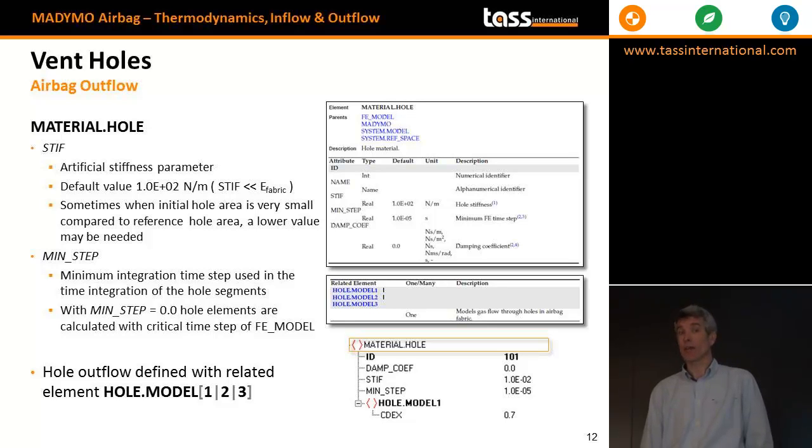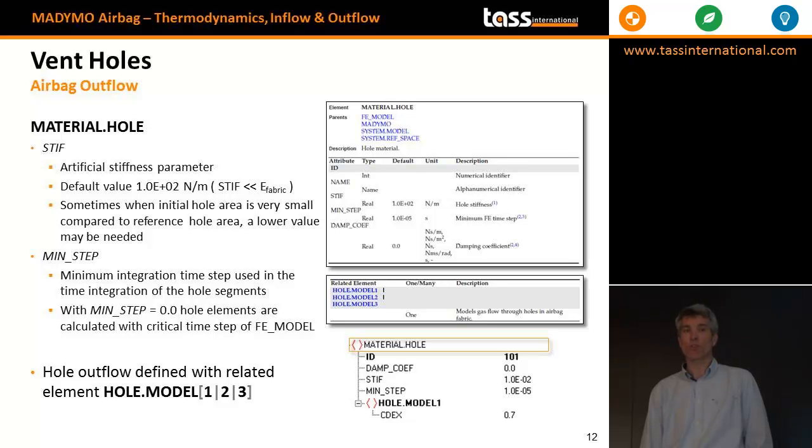If you're going to do it in the airbag chamber, all holes, if you have multiple of them, will have the same characteristic. There are 2 attributes which have to be explained more into detail. That is the stiff and min step. Although I would say the min step you can forget in general always, but they require simply a little bit more explanation. Stiff. It's an artificial stiff parameter.